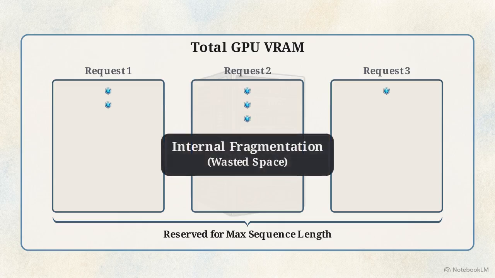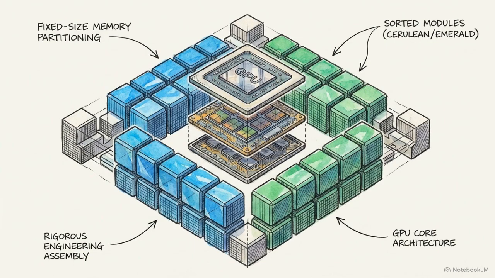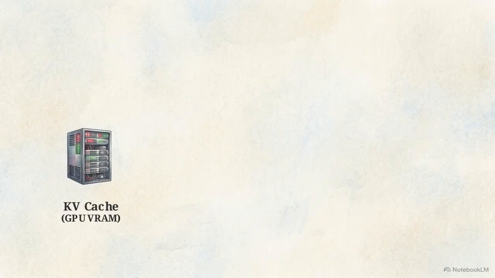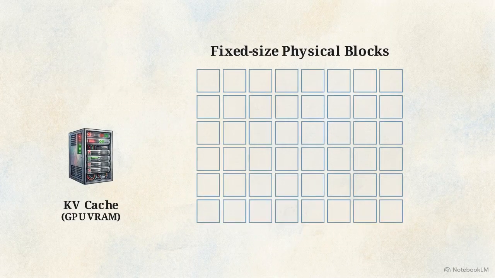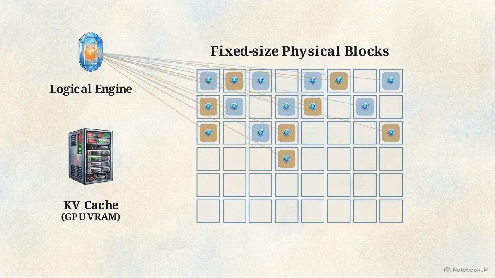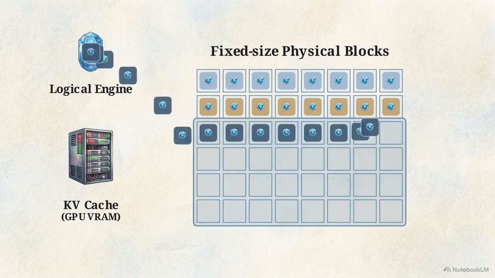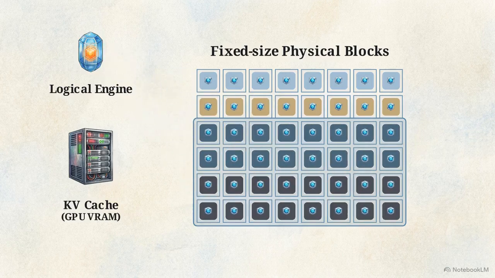This results in internal fragmentation, frequently wasting over 60% of available GPU memory on reserved but unused space. Modern inference engines solve this by applying operating system virtual memory principles directly to the GPU, utilizing a framework called PagedAttention. PagedAttention partitions the key value cache into fixed-size physical blocks. The engine dynamically maps logical tokens to available non-contiguous blocks on demand. This dynamic allocation drops internal fragmentation to under 4%, allowing physical blocks to be shared, drastically increasing concurrent user capacity.